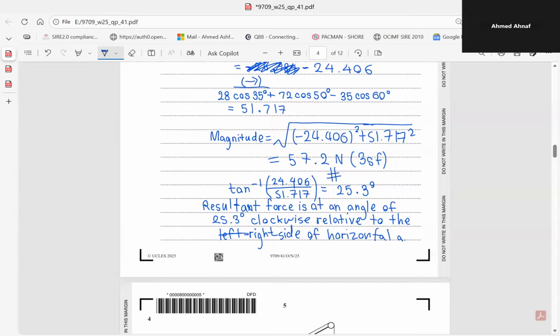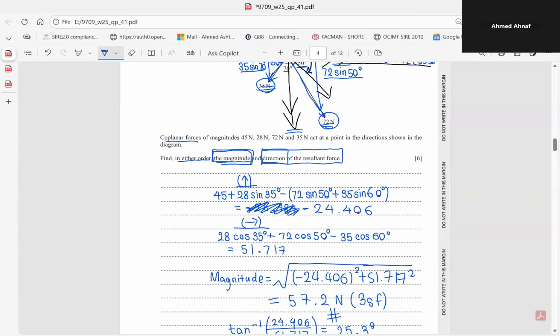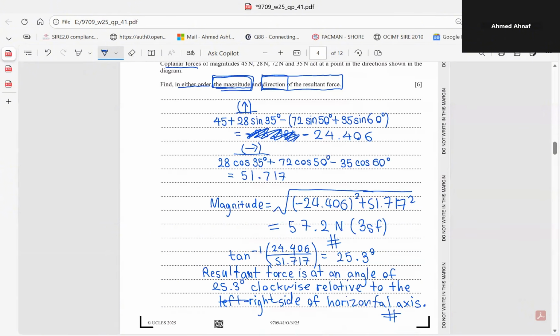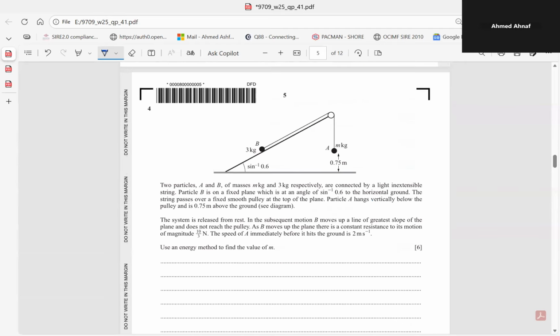Yeah, so this is the best way I can put it. If you have any other way to put it, you can also put it that way, as long as it's detailed. Okay. So these two would be our final answers for this entire question. Let's move on to the next question.